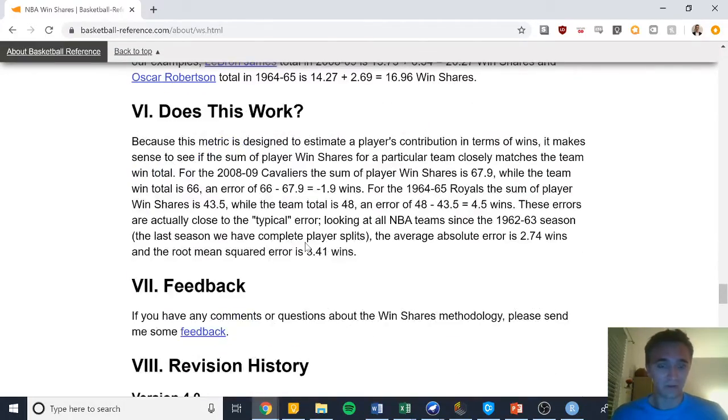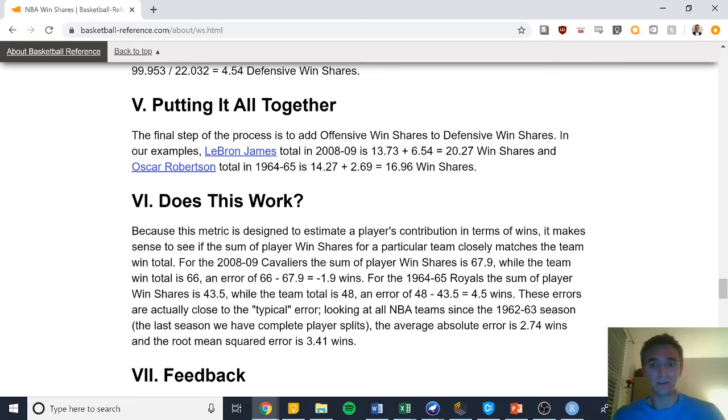So there's a pretty complicated formula there, but it comes up with a win share number, and each team has an average of 82 regular season games. So an average team will win 41 of those games. So there's basically 41 win shares for an average team to break up. And you can see some outliers here on the screen.